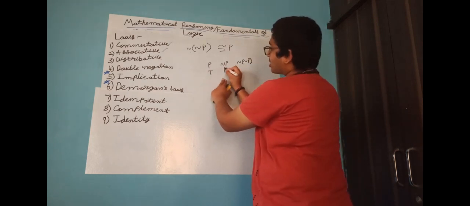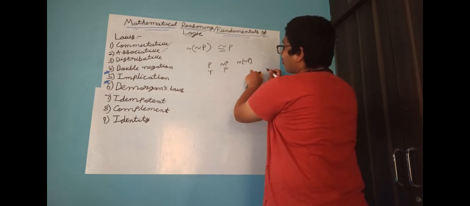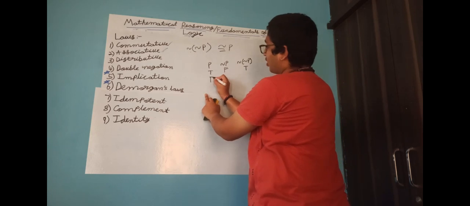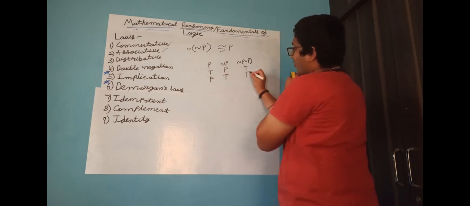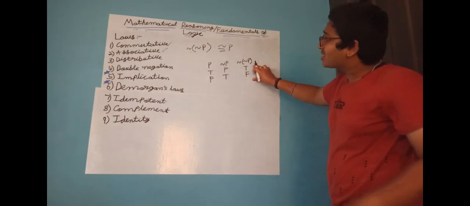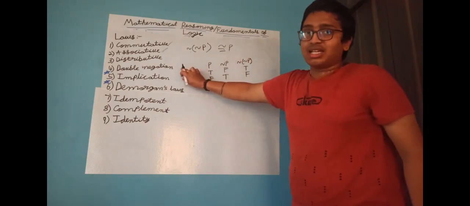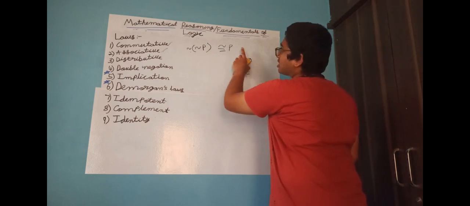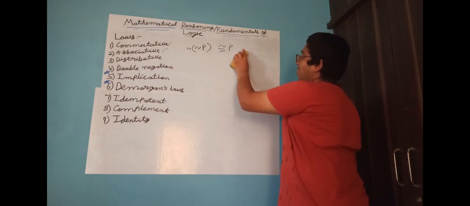If P is true, negation P becomes false. Negation of negation P means negation of false is true. Here, if you take false, true, here again we get false. Since these both are similar, double negation is nothing but the given statement P itself. This is the representation.